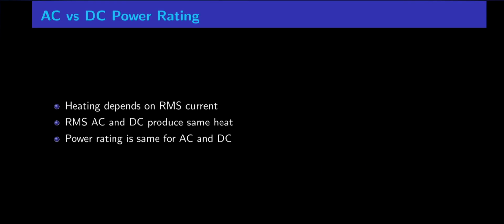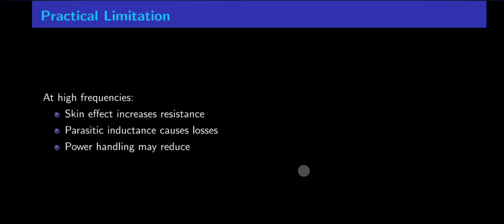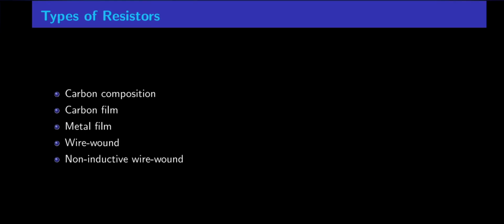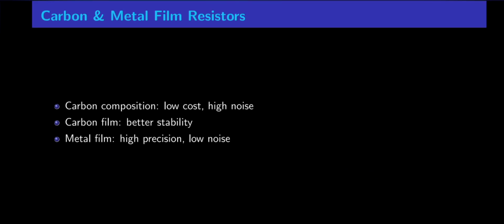In practical resistors, certain limitations arise at high frequencies. Skin effect increases the effective resistance, parasitic inductance causes additional losses, and the overall power handling capability may reduce. These effects are not present in ideal resistors. Resistors are classified into different types such as carbon composition, carbon film, metal film, wire wound, and non-inductive wire wound resistors. Each type is selected based on cost, accuracy, noise level, power handling, and frequency of operation.